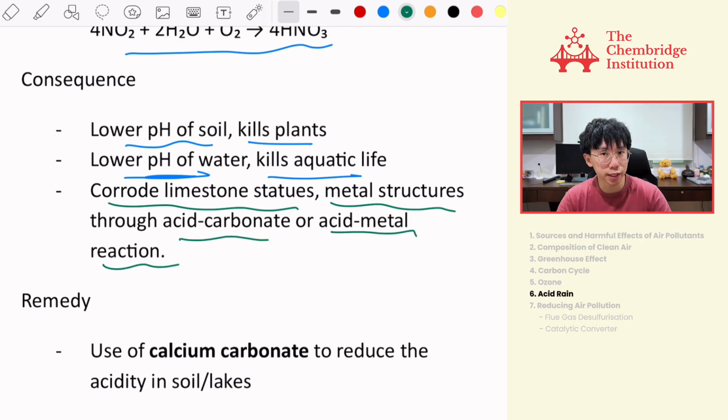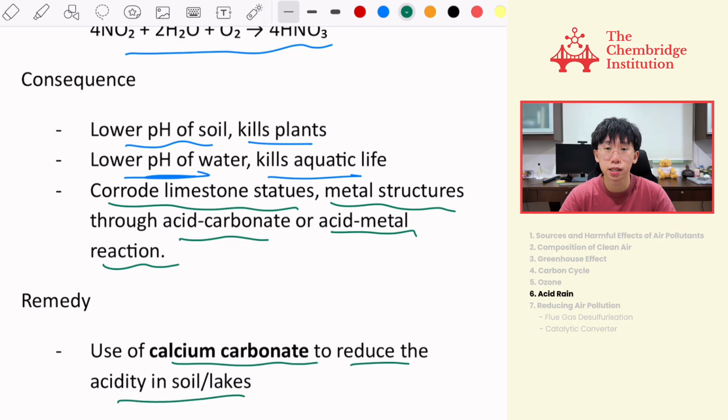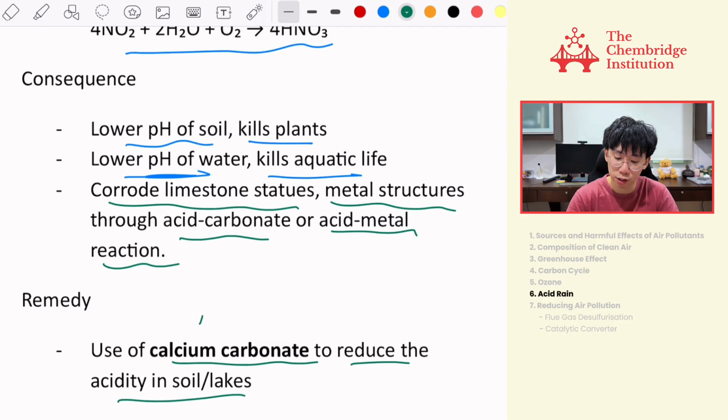So a remedy to tackle acid rain is that we could use calcium carbonate to reduce the acidity in the soil or lakes. The reason why we use calcium carbonate is because this is generally insoluble, right? So it can react with the acid, and if we ever add calcium carbonate in excess, the pH will still be neutral because it just remains insoluble in the water and won't cause any harm, compared to using something that's alkali. If we add that in excess, we would still kill the aquatic life, or it will kill the plants if you add too much of it.